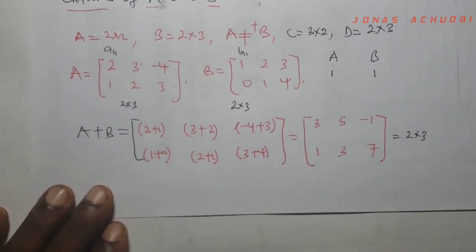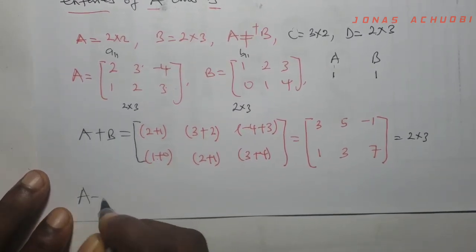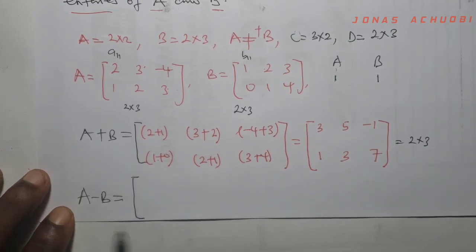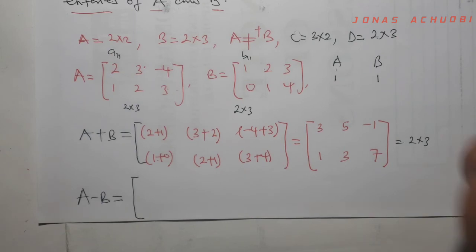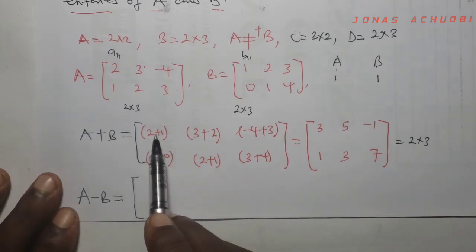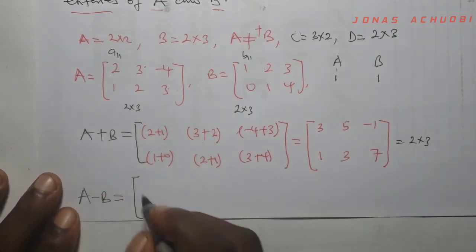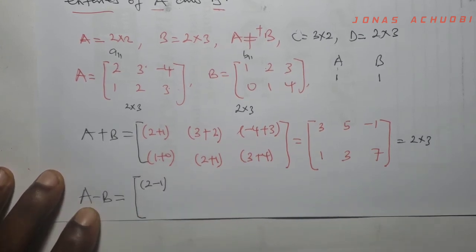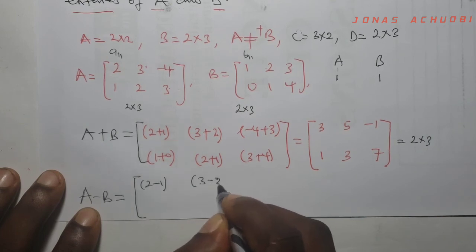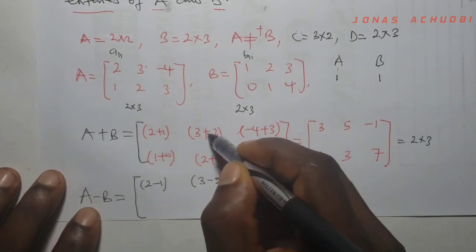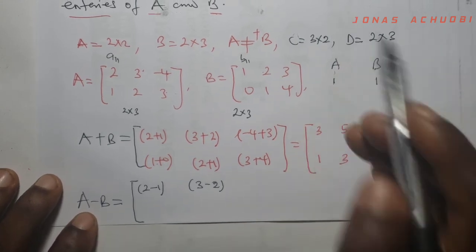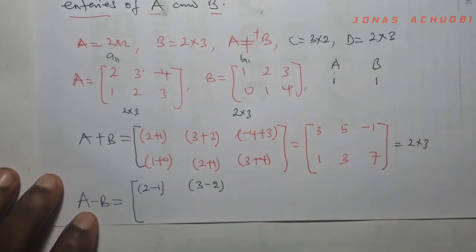Now the same story we have for subtraction. If we say, let's do A minus B, same story. We'll subtract corresponding entries, just like we have added. So instead of doing 2 plus 1 corresponding entries, we'll simply do 2 minus 1. Since we are now subtracting, I hope it's clear. Next one will now be 3 minus 2 instead of 3 plus 2. This is for addition, this is for subtraction. The same rule. First of all, the matrices must be of the same order, and after satisfying that, you now do it, in terms of corresponding entries.